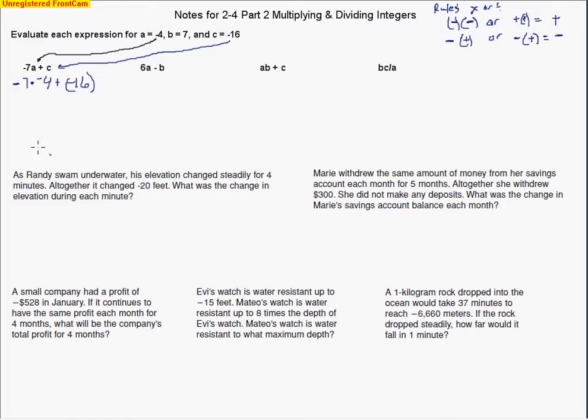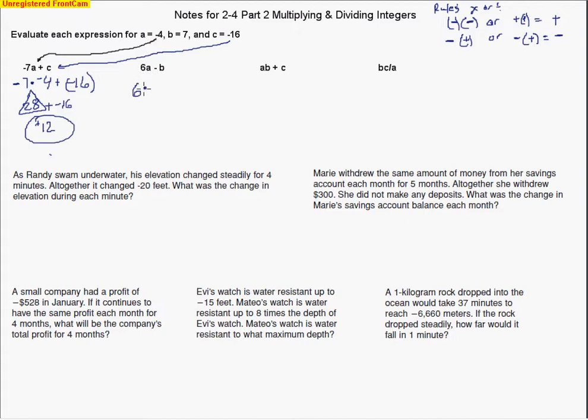So remember that rule. -7 times -4 means the opposite of 7 groups of -4, which is going to be positive 28, plus -16. So we end up having to subtract these two numbers. We end up with 12, and the reason why it's positive 12 is because the absolute value is biggest for the positive number. 28 is further from 0 than the -16, so it's going to be a positive 12 as our answer.